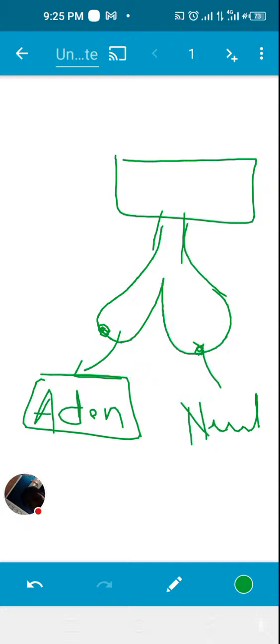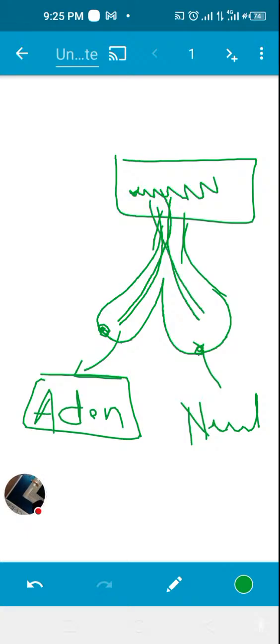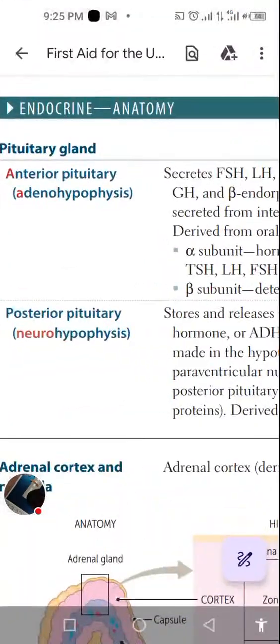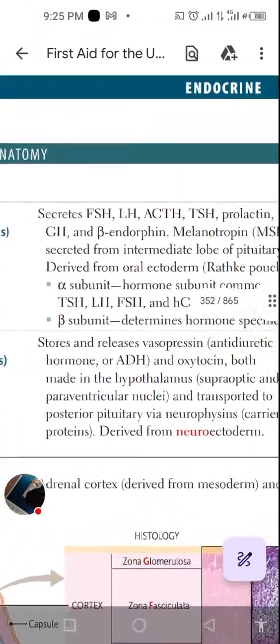neurohypophysis. Now hormones from the hypothalamus are produced and they come downward, and some hormones settle here in the adenohypophysis, some hormones settle here in the neurohypophysis. Hormones present in the anterior pituitary gland are like FSH, LH, and hormones present in the posterior pituitary gland are like the antidiuretic hormone, and also oxytocin. So these are the hormones present in the anterior pituitary gland, the adenohypophysis, and the posterior pituitary gland, the neurohypophysis.